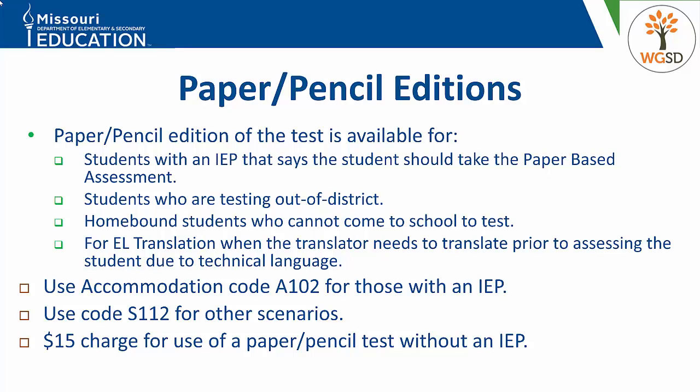Paper pencil editions. Paper pencil editions of the test are available for students with an IEP that says the student should take the paper pencil assessment, students who are testing out of district, homebound students who cannot come to school to test, and for EL translation when the translator needs to translate prior to assessing the student due to technical language. Use accommodation code A102 for those with an IEP. Use code S112 for any other scenarios. And please be advised that when selecting paper pencil editions, a $15 charge will be applied if it's without an IEP.